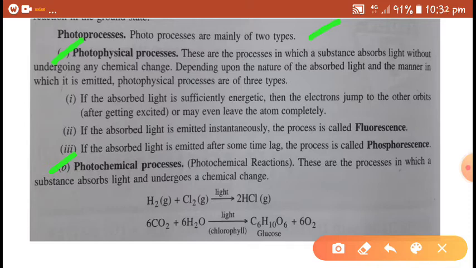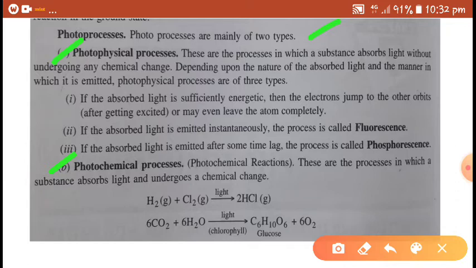Photophysical processes are the processes in which a substance absorbs light without undergoing any chemical change. That's why it is called a physical process, not a chemical process. In this process, a substance absorbs light without undergoing any chemical change.